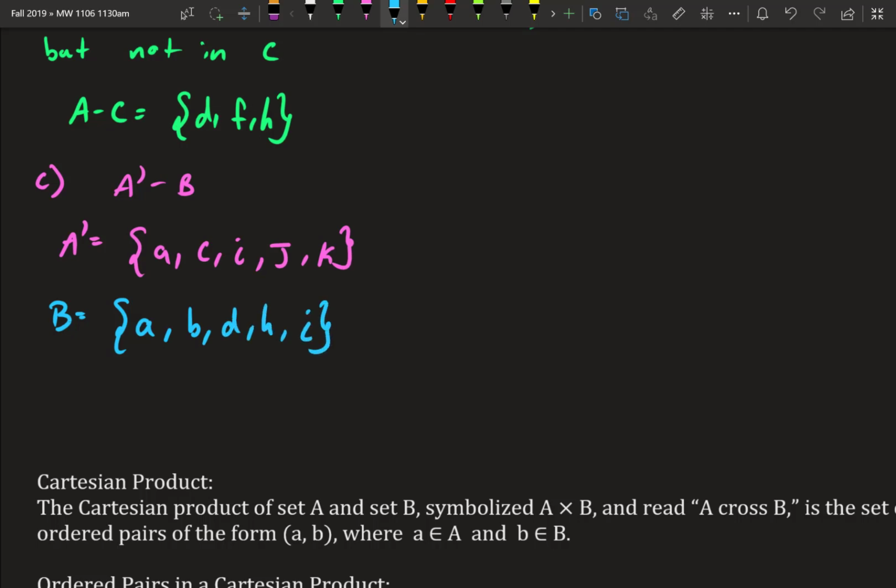There we go. That's B. Now let's cancel out what they have in common. A and J. Oh nope, that's it.